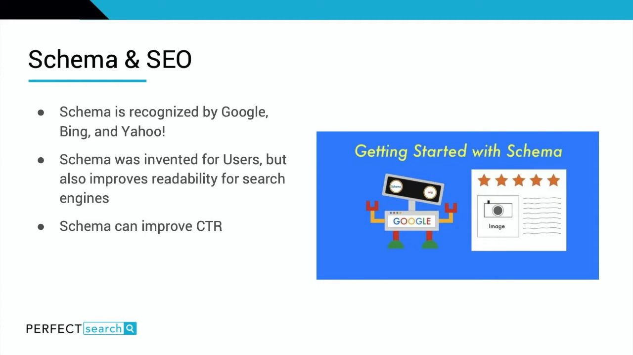So schema is another important part of what we do with SEO. Schema is recognized by Google, Bing, and Yahoo, and it was initially invented for users, but it also helps improve readability for search engines as well. And schema can also improve your click-through rate of a page, as users are more drawn to pages with reviews or pictures or more information on the SERP than comparing to those without schema markup.